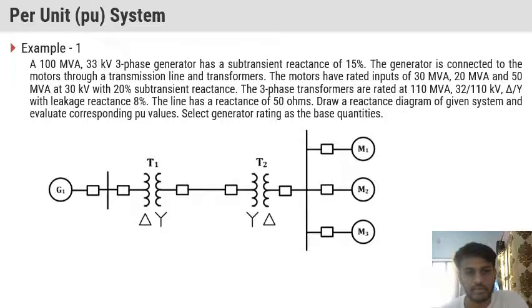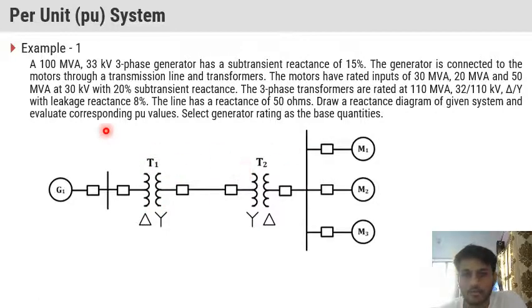A 100 MVA, 33 kV, 3-phase generator has a sub-transient reactance of 15 percent. The generator is connected, as you can see in the figure, to the motors. There are three motors, M1, M2 and M3. These motors are connected to the generator, but between them we have a power system, with a transmission line, and two transformers, T1 and T2.